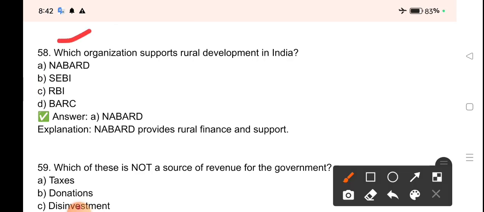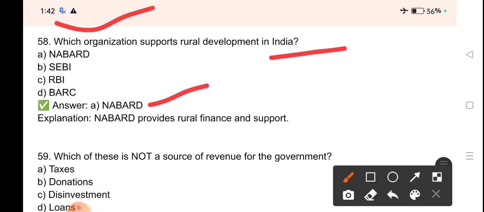Which organization supports rural development in India? NABARD. NABARD supports rural development in India. NABARD provides rural finance and support. National Bank for Agriculture and Rural Development, NABARD.